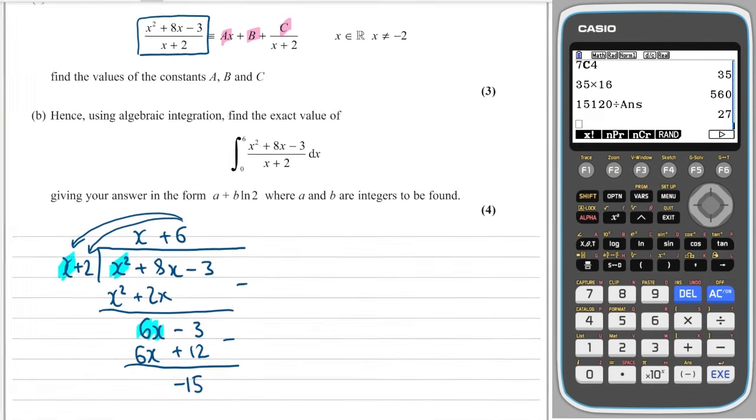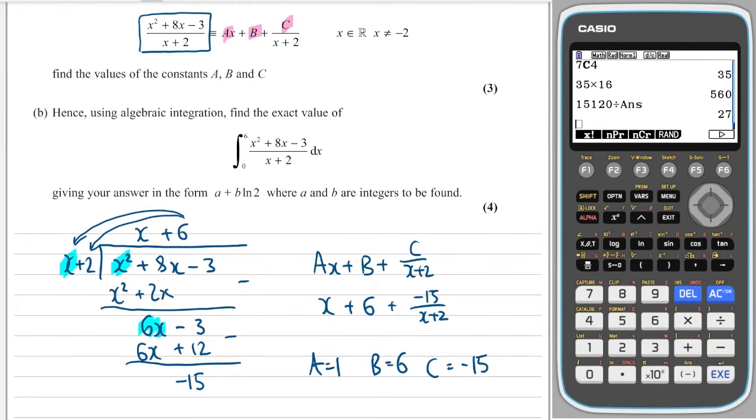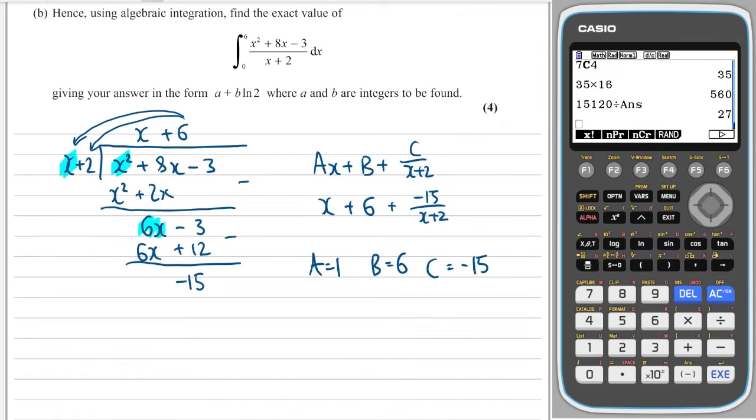So therefore, we can say that ax plus b plus c over x plus 2 is the same as x plus 6 minus 15 over x plus 2. So it asks me for the values of a, b and c. So a is 1 and b is 6 and c is minus 15. And now it's asking us to integrate between 6 and 0. So between 6 and 0, we have x plus 6 minus 15 over x plus 2 dx.